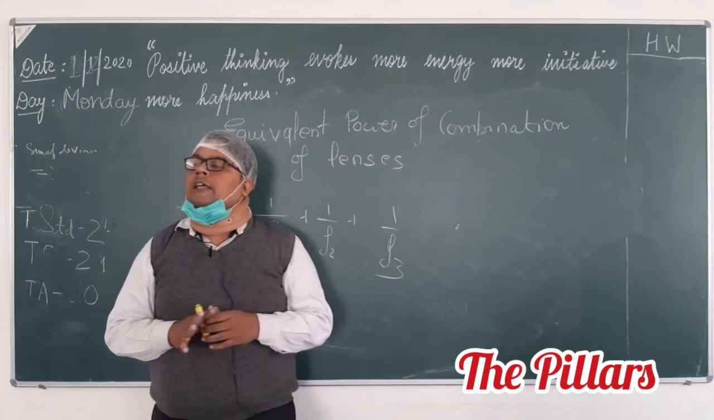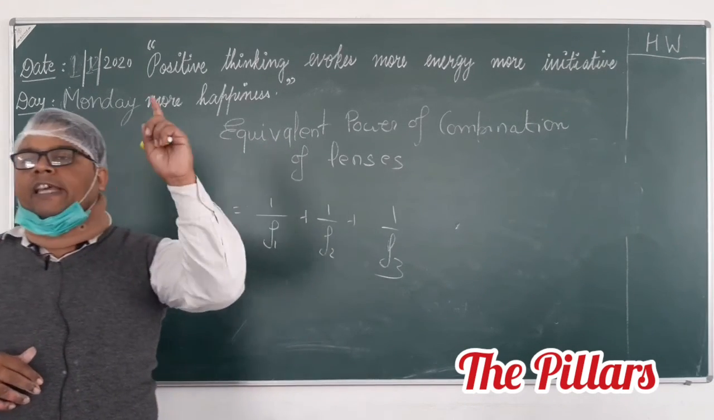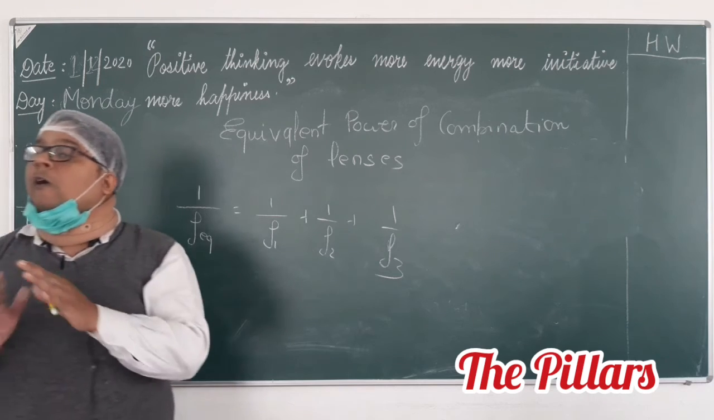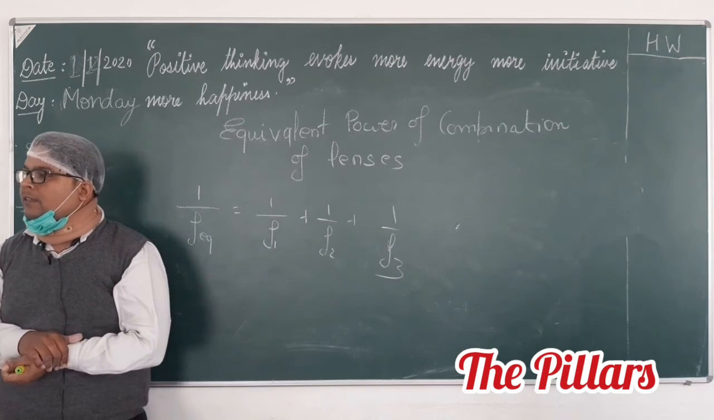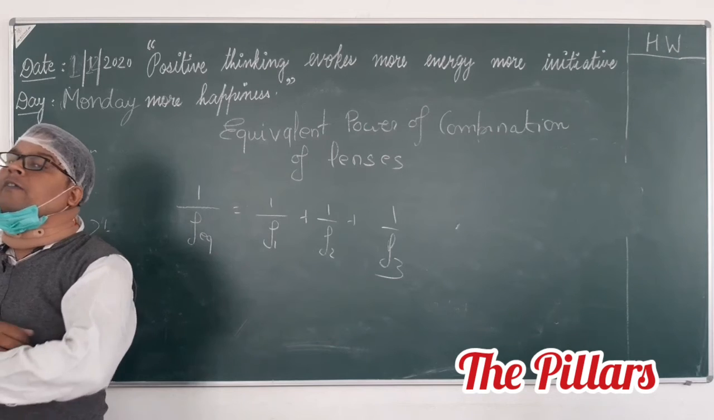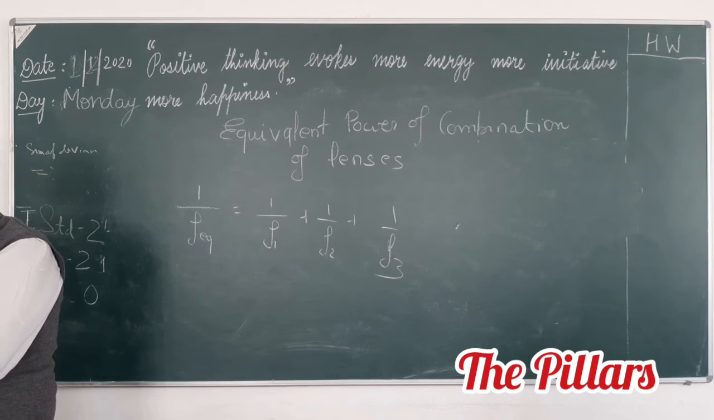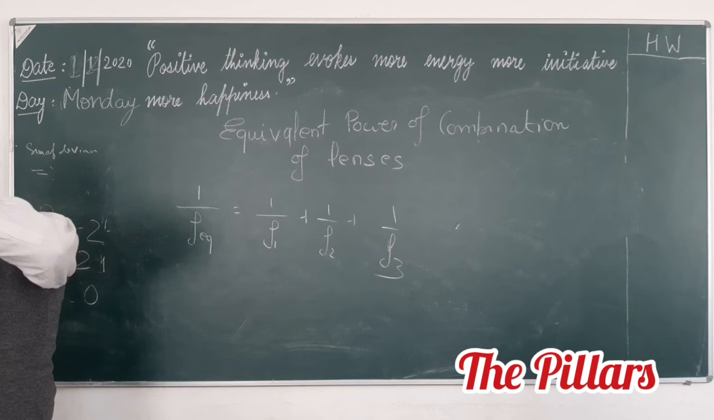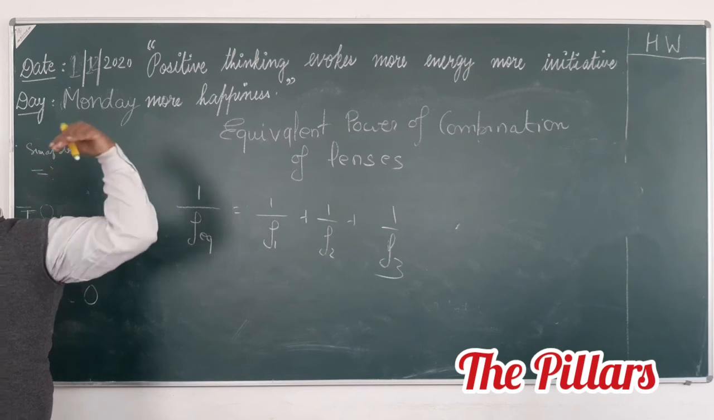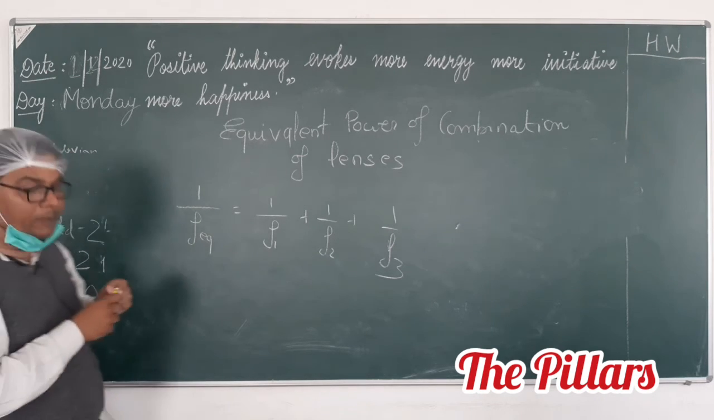Now suppose we are putting two lenses, one concave and one convex, of the same power. Will it converge? Power is 0, so it will have no converging power. It will not converge anything. Whatever is converged by the convex lens, the situation will be like this.